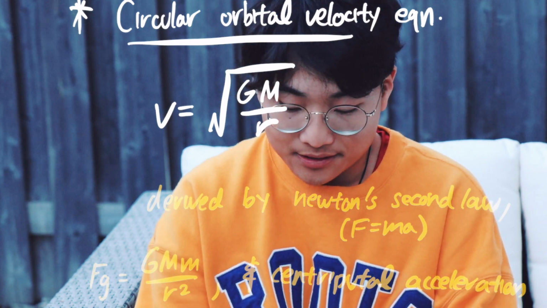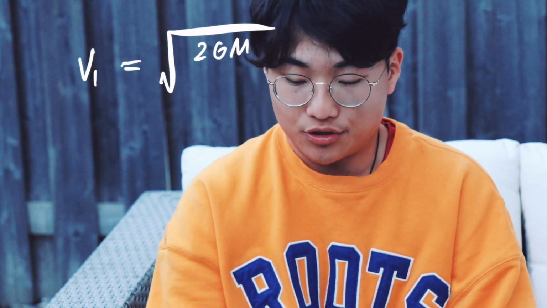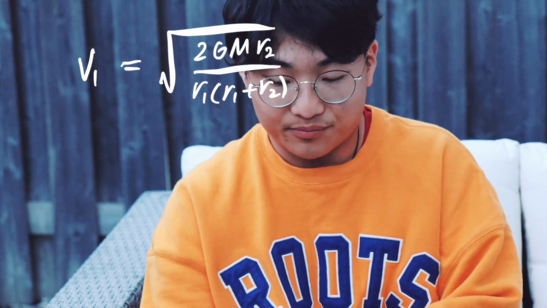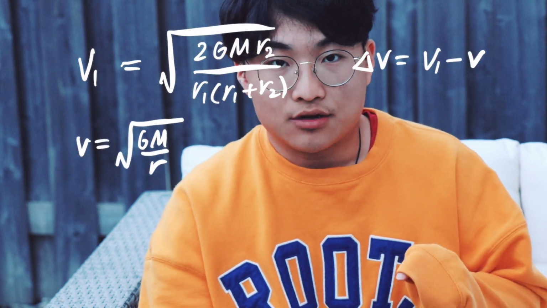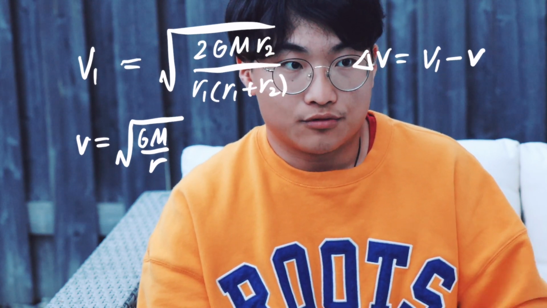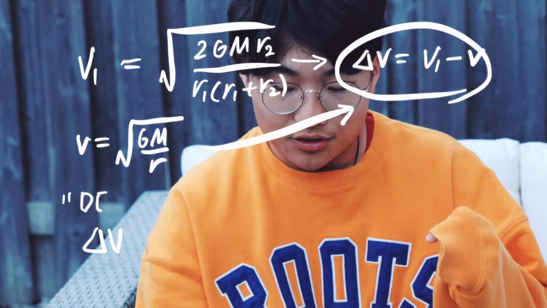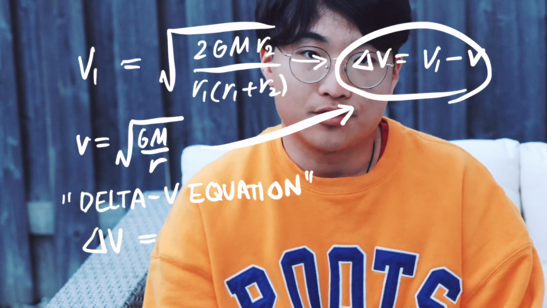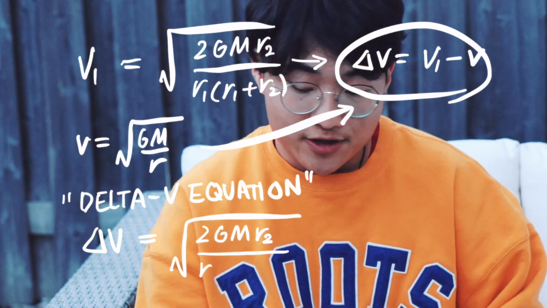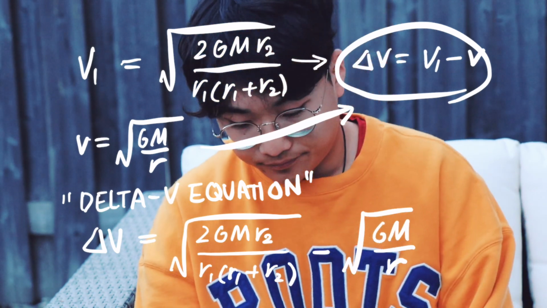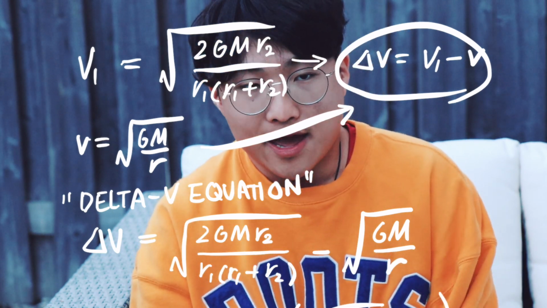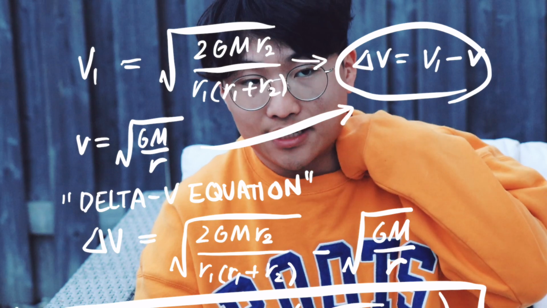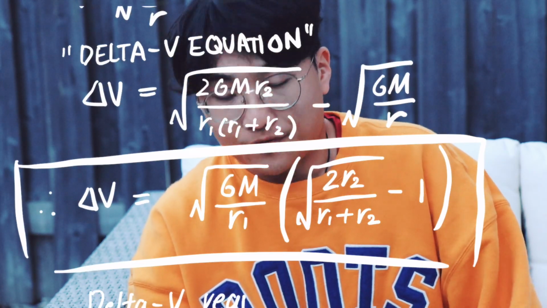But if you actually apply this to our equation, which is V1 equals the square root of 2GM r2 over r1 plus r2, we can combine this and the orbital velocity equation into calculating delta V, which is V2 minus V1. In this case, we're just going to say V1 minus V, and we're treating V1 like V2. We're basically transferring from a circular orbit to an elliptical orbit that's going to intercept with the moon's gravitational field.